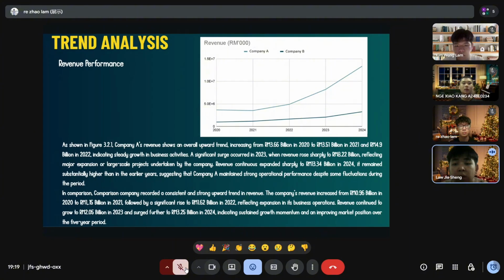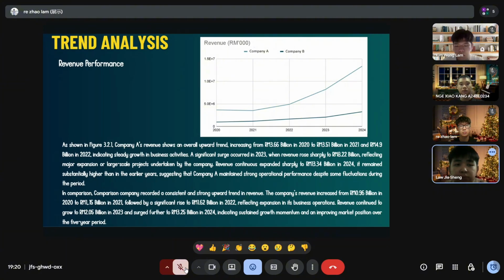This dramatic shift is not typical of organic growth and strongly suggests the impact of major project milestones, large-scale M&A activity, or the consolidation of a significant new business segment during this period. Meanwhile, the comparison company presents a classic picture of strong, consistent, and organic growth. Revenue climbs steadily every single year from 968 million in 2020 to 2.32 billion in 2024. This indicates a reliable expansion of its core business operations and market share without the extreme jumps seen in Company A.